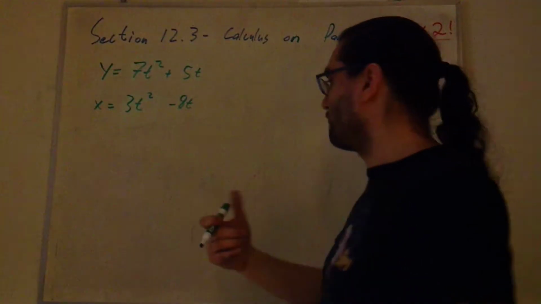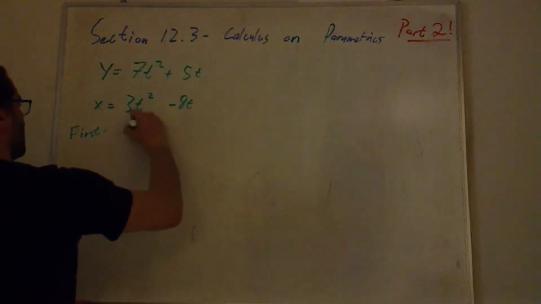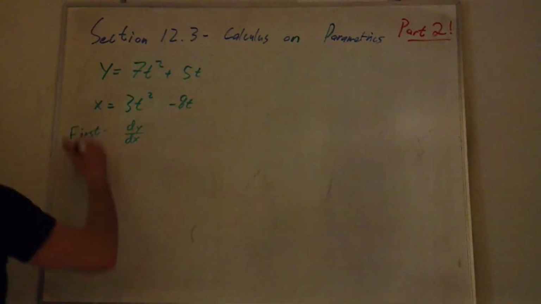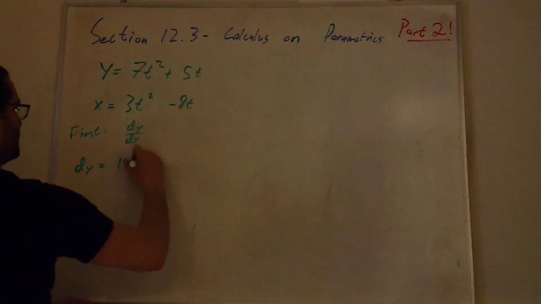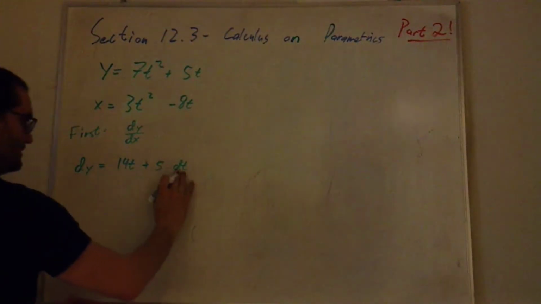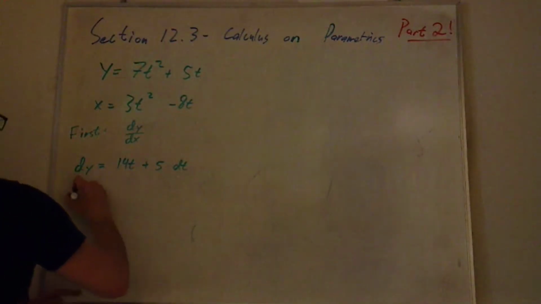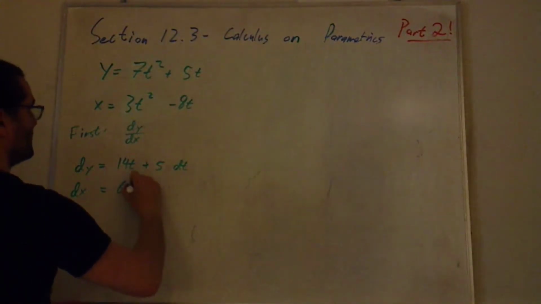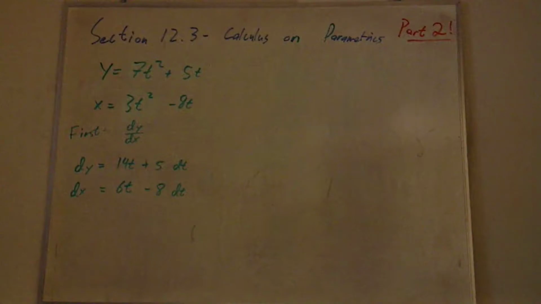As usual, first I want dy dx. And for that, I need to know dy. dy looks like it should be 14t plus 5 dt. Do not forget your dt. If you forget your dt, this whole thing is going to get real messed up. I also need a dx. My dx should be 6t minus 8 dt. Sorry, bud.